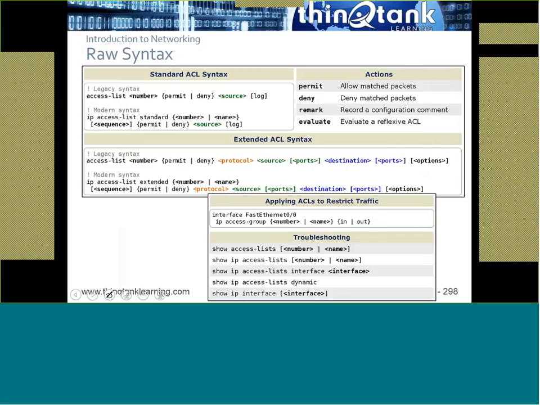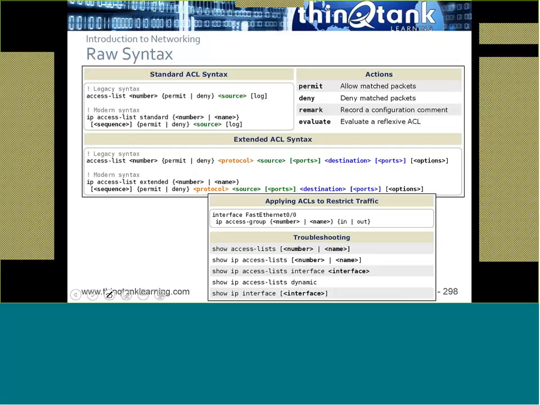Now, the raw syntax, right? I hate looking at raw syntax. I like to look at actual examples because it makes more sense, practically speaking, if I can apply an example. But we do need to talk about the different types of access control lists that you can have. By the way, ACLs used to be part of ICND2. We moved it to ICND1 because it's more heavily covered on the first exam than it is on the second exam. But this is actually one of those topics that is covered on both exams, so it's important.